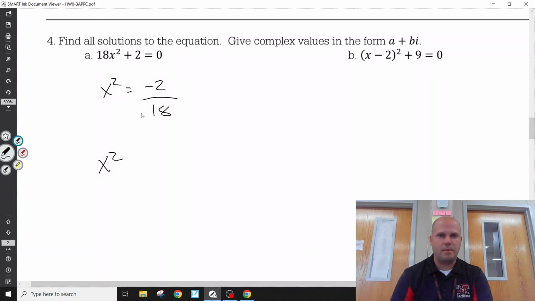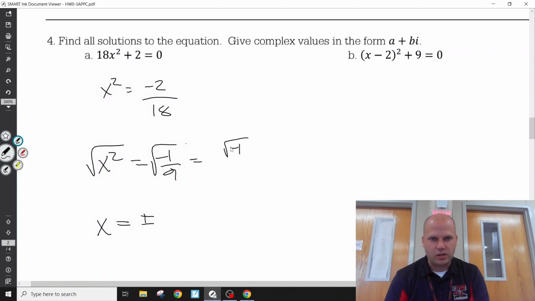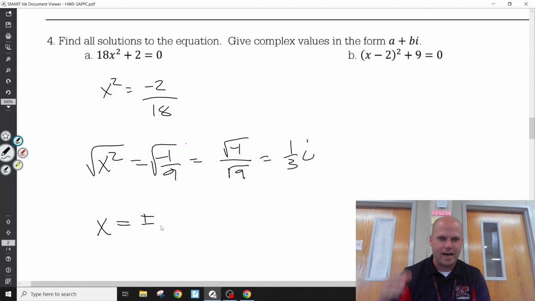I subtracted 2, I divided by 18, you get negative 1/9 by dividing the top and the bottom by 2. Square rooting both sides. Okay, x could equal plus or minus. Properties of exponents, you could take the square root of the top and the square root of the bottom. The square root of the top is i. Square root of the bottom is 3.